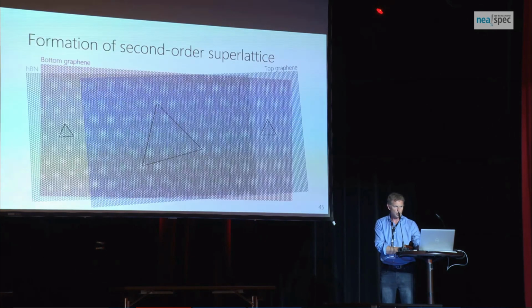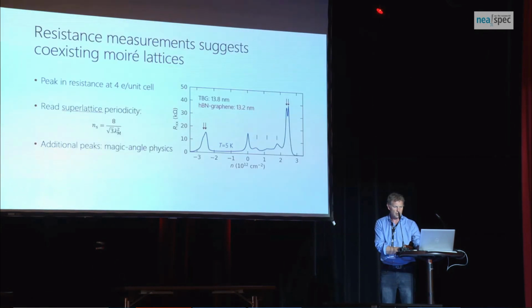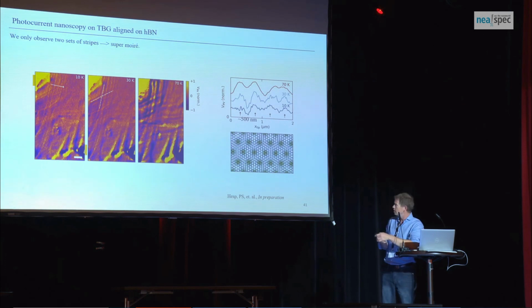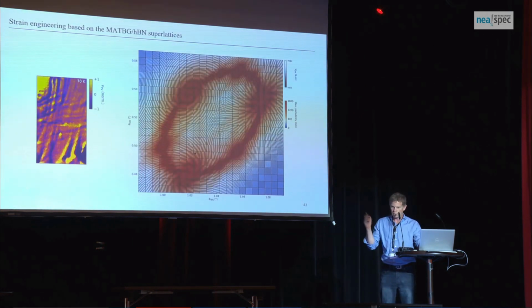Then we also have stuff on super moiré. When you have 3 layers aligned with hBN, we start to see stripes. I cannot explain. There are beautiful images.